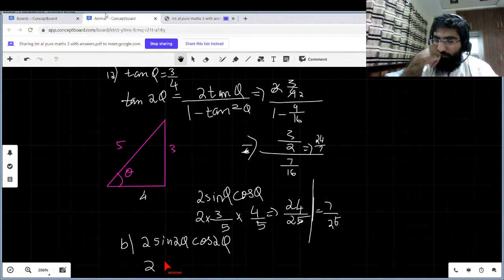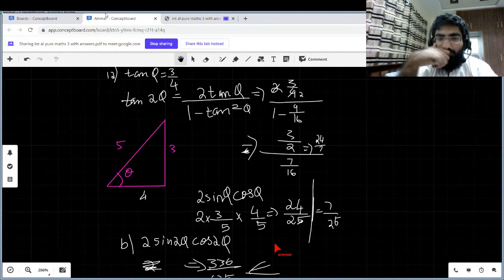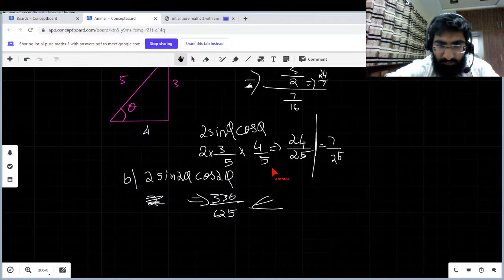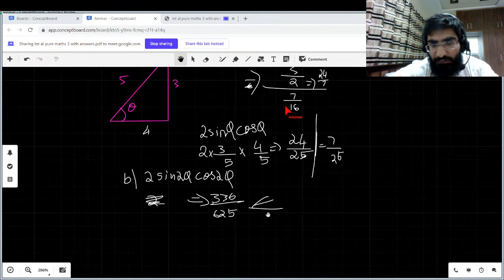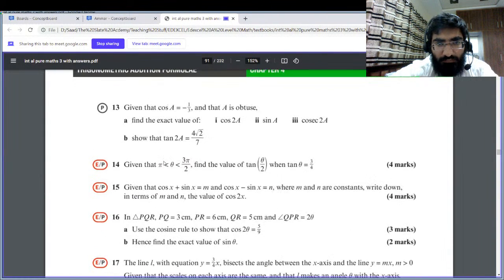Sir, I'm so slow with the calculator. Why did you keep on putting separate fractions? They are multiplying. You could have written 2 into 24 into 7 over 25 into 25. Okay, is that the answer? 336 by 625. That is the answer.